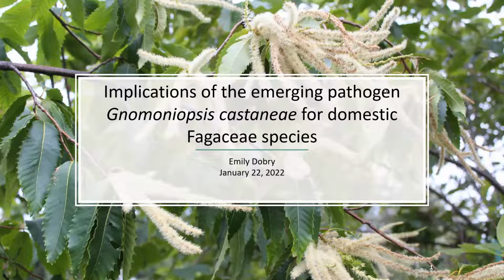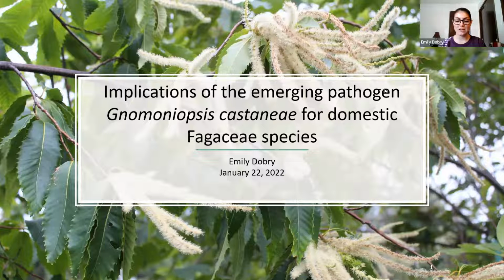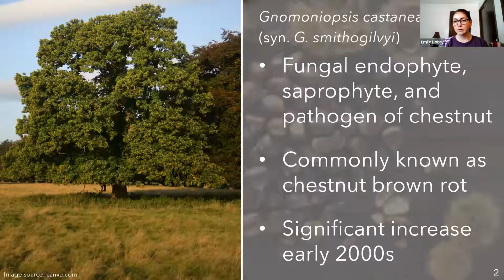So without further ado, I'd like to introduce Emily's talk on implications of the emerging pathogen Gnomoniopsis castaneae for domestic Fagaceae species. Thank you for that. So yeah, I'm going to be talking a little bit about the results of some of my thesis research to investigate this emerging pathogen and what it might mean for domestic Fagaceae species such as oak, beech, and chestnut.